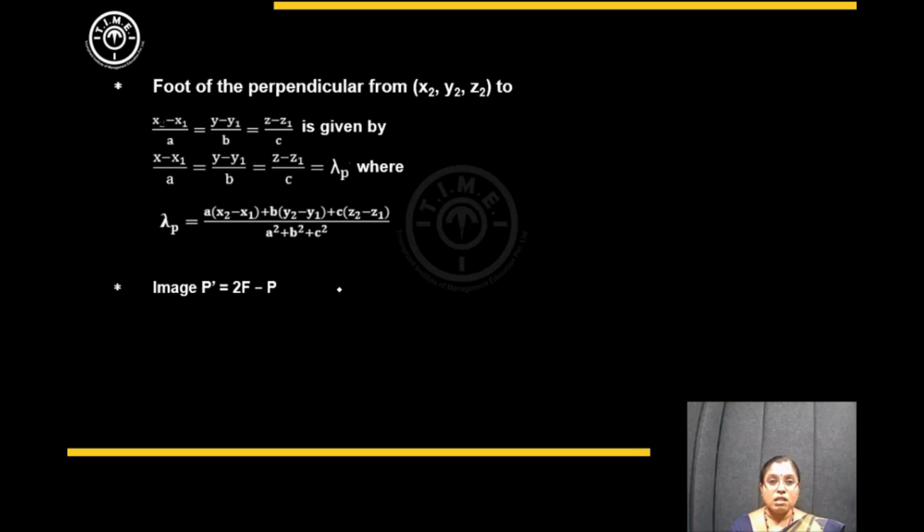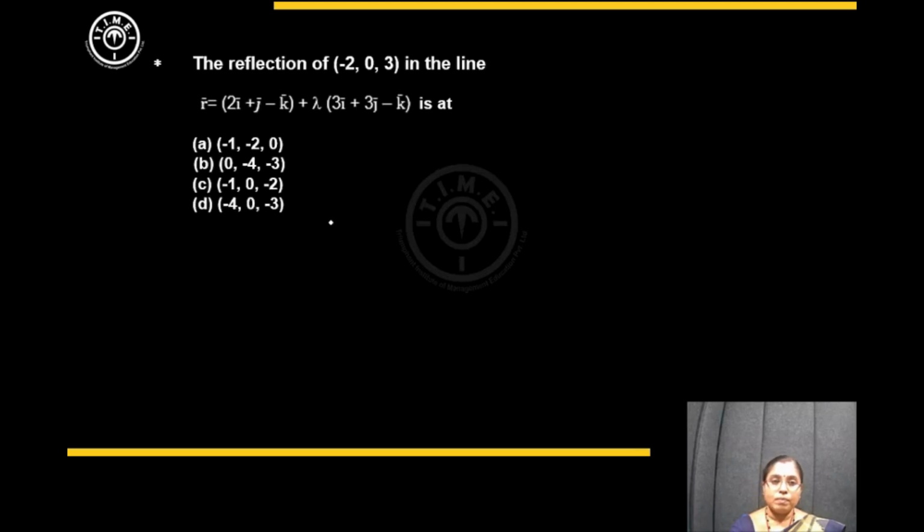Now let me explain this using a sample problem. The reflection of (minus 2, 0, 3) in the line r equal to 2i plus j minus k plus lambda times (3i plus 3j minus k) is to be found. As you know, reflection is nothing but mirror image. So we are trying to find the mirror image of the point (negative 2, 0, 3) in the line r equal to 2i plus j minus k plus lambda times (3i plus 3j minus k).